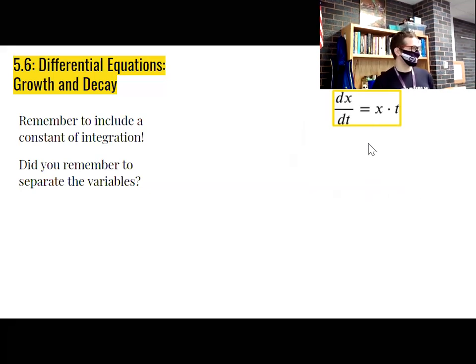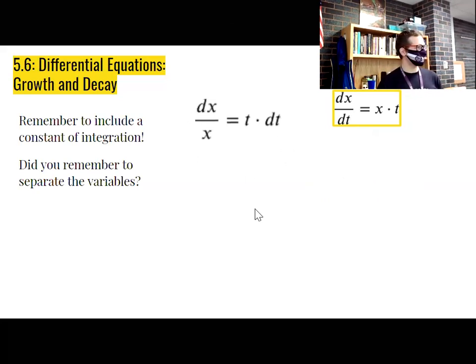All right, here's another one. dx over dt equals x times t. So for this bad boy, again, we're going to separate the variables. We're going to try to get everything with x on one side, everything with a t on the other side. Generally, the idea with these is that you want to not be dividing by a differential. You want the differentials out of the denominators. So I'm going to divide by x, multiply by dt.